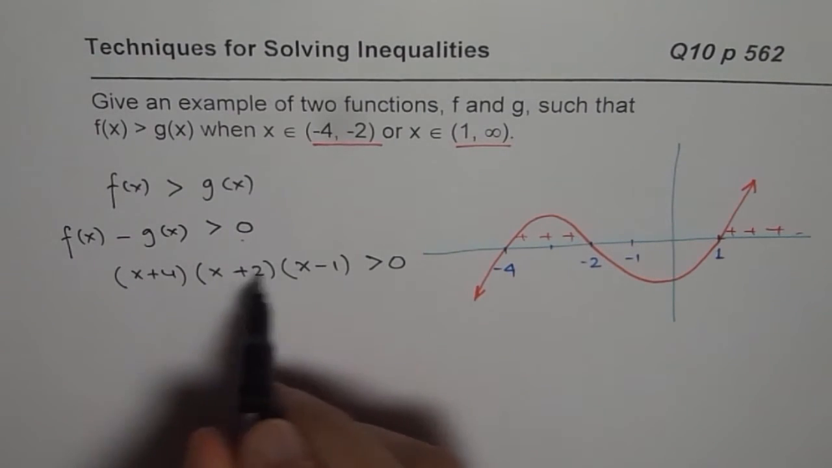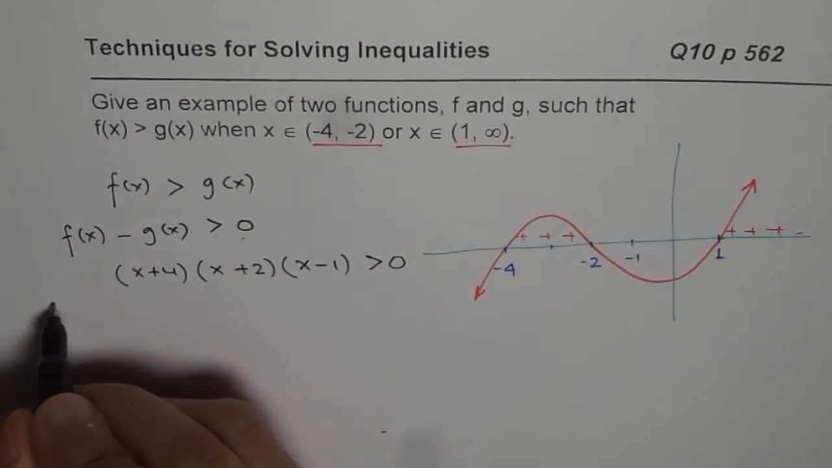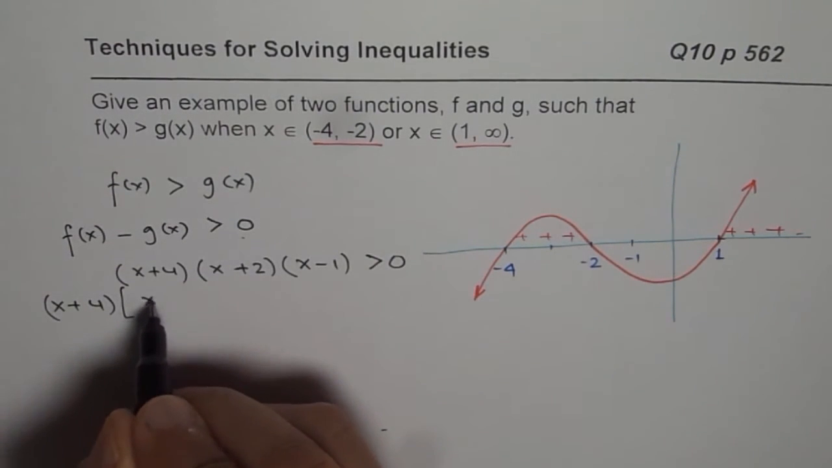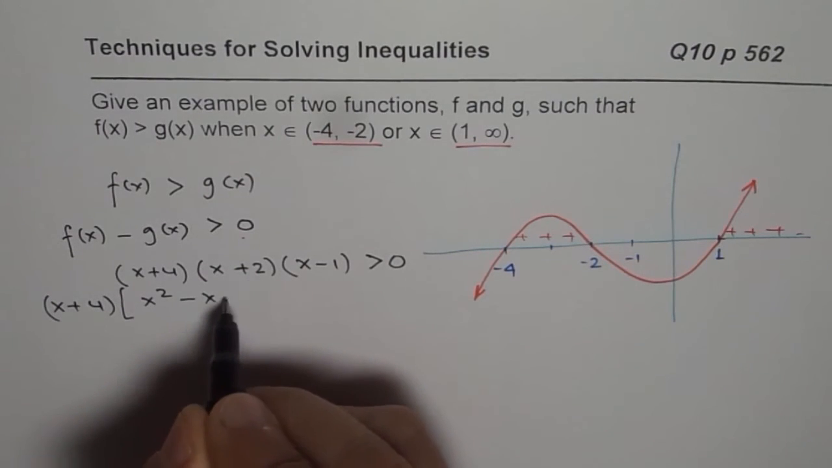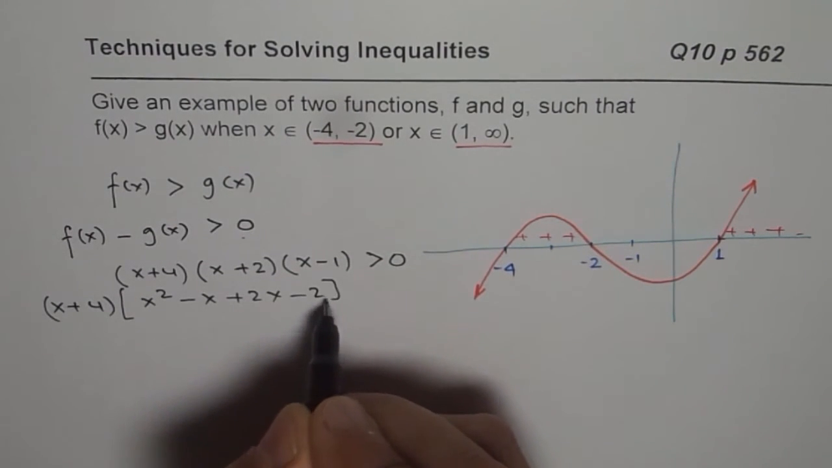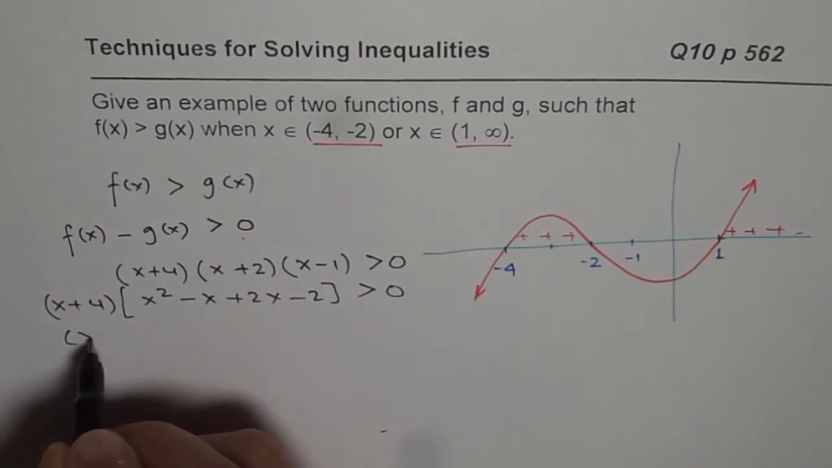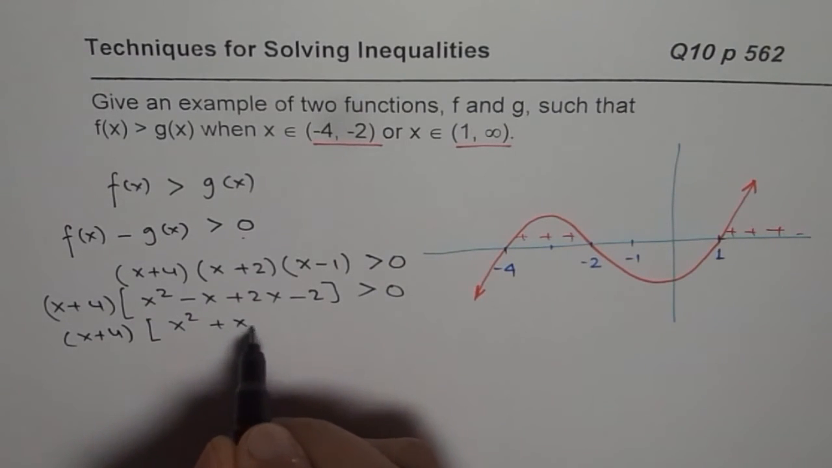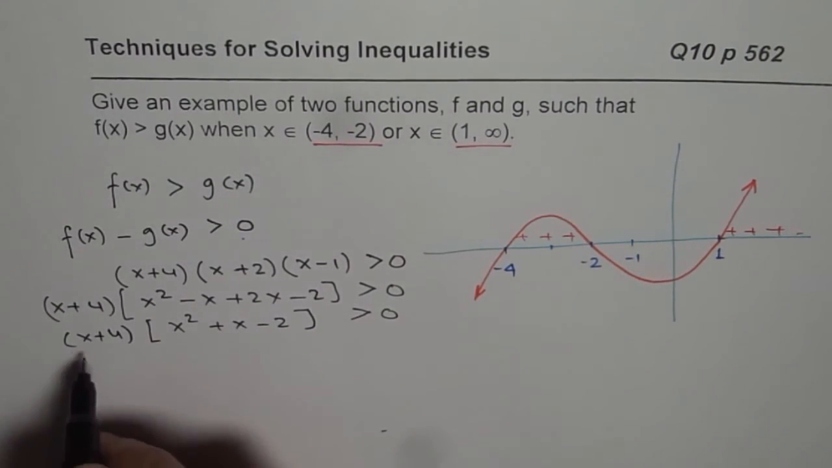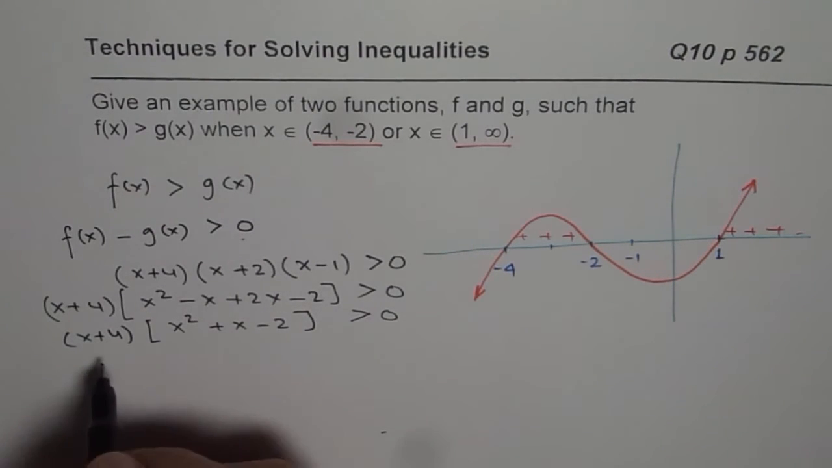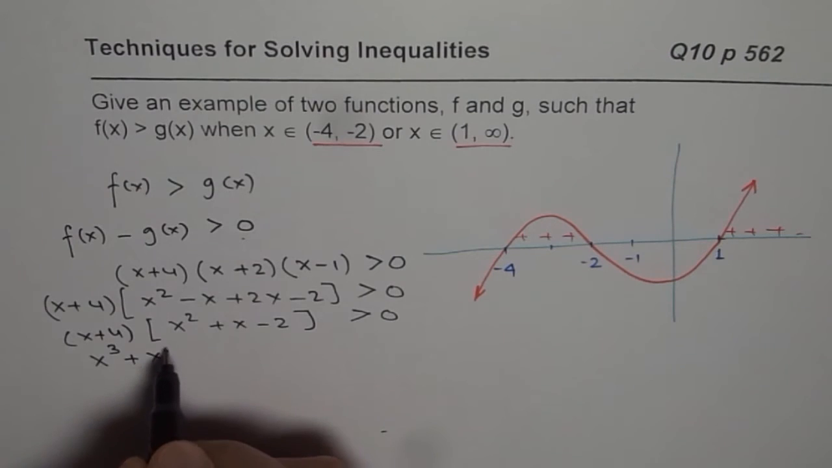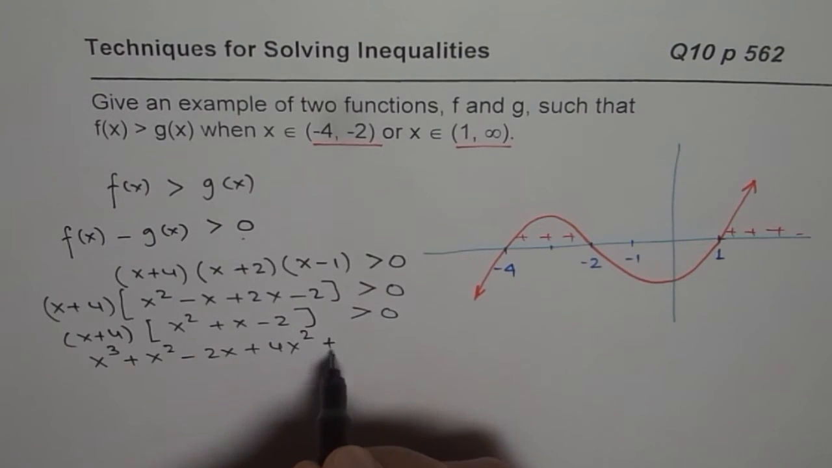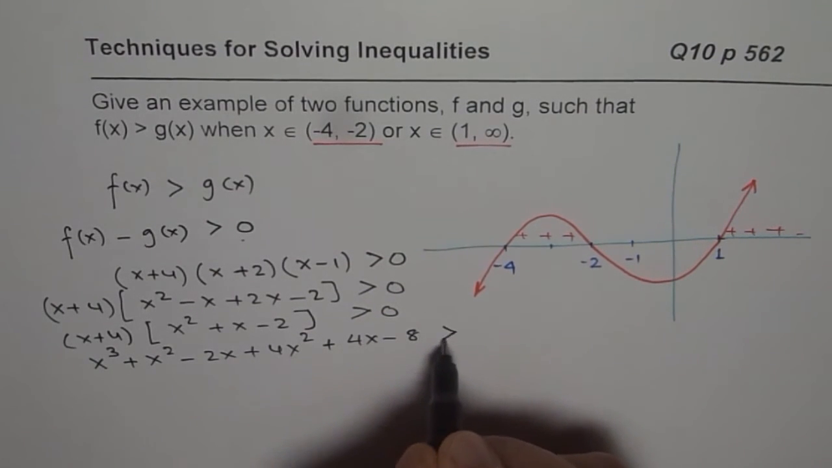Now it is a question of just expanding and writing the final answer. So let me now expand the terms. We have x plus 4. Let me expand this times this, which gives us x squared minus x plus 2x minus 2, greater than 0. So we get x plus 4 times, simplified a bit, x squared plus x minus 2 greater than 0. Now let's multiply by x and then by 4. So we get x cubed plus x squared minus 2x, plus 4x squared plus 4x minus 8 greater than 0.